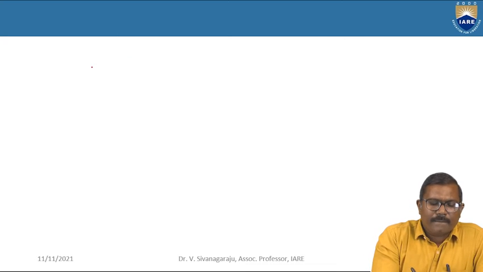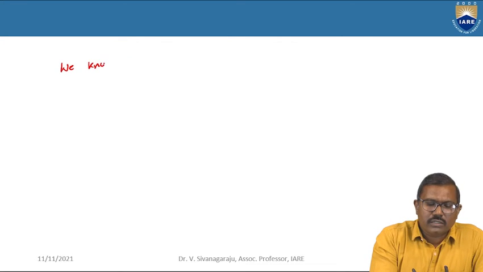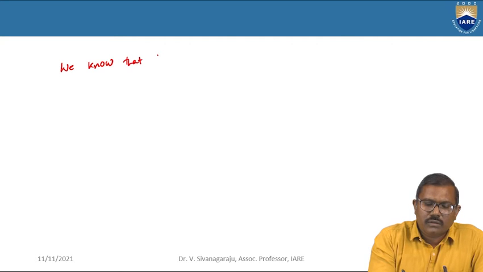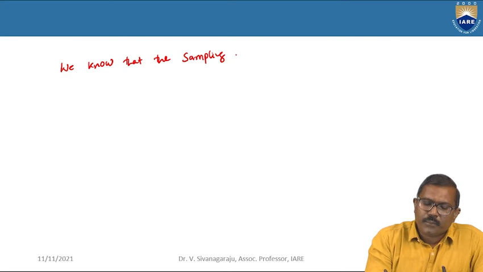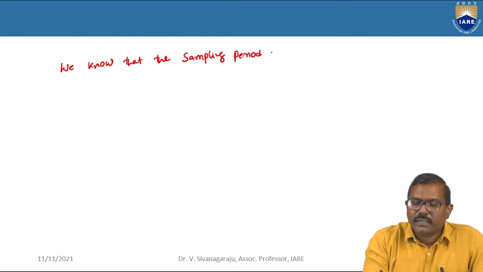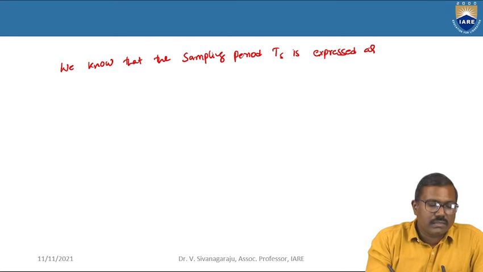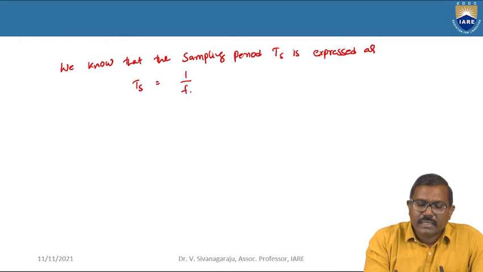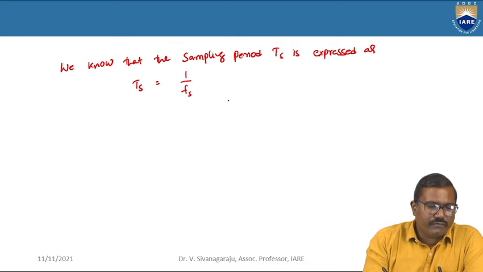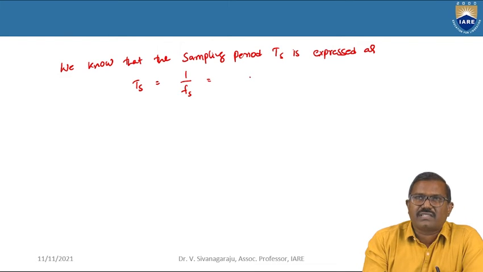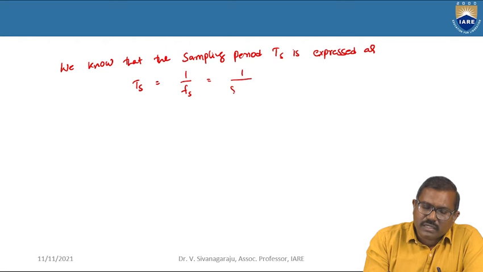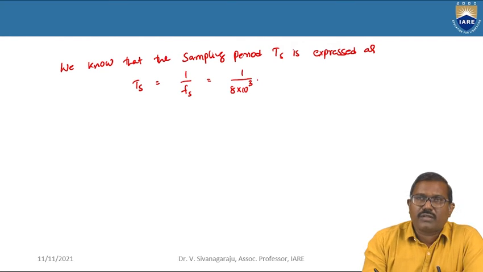So we know that the sampling period Ts is expressed as Ts equal to 1 by Fs. Why? Because already they have given Fs. So what is the Fs value? 8 kHz, so 8 into 10 power 3.